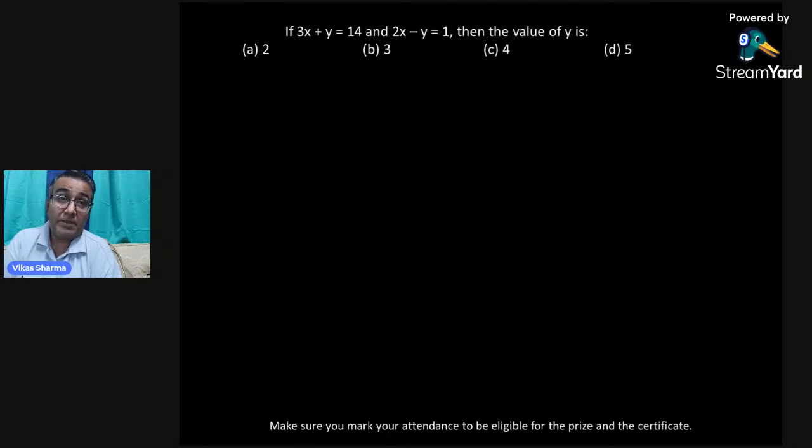So there are three methods of doing that. There is the substitution method, the elimination method, the graphical method as well, and then there is the cross multiplication method. You can use any one of those and find the value of y.